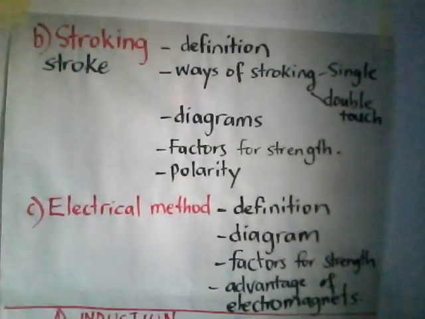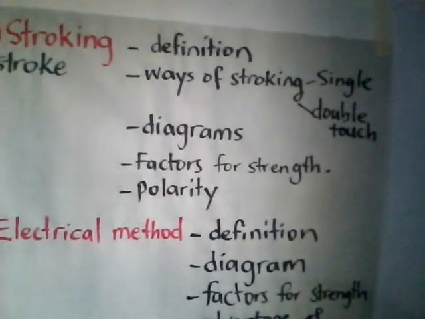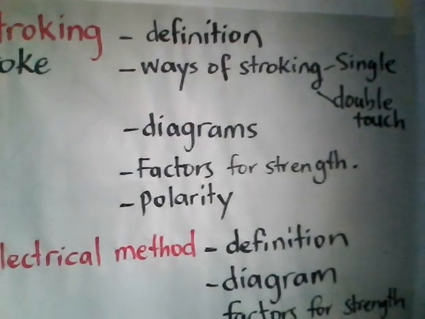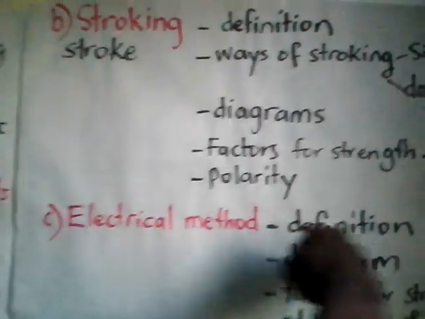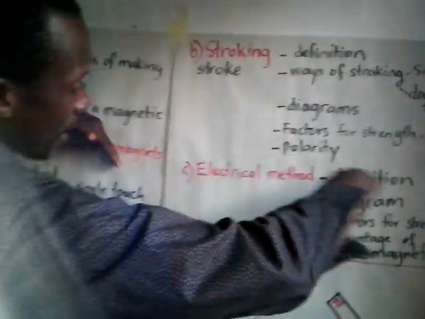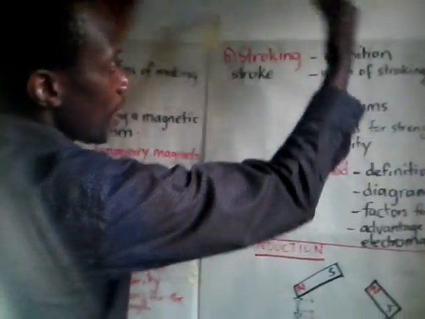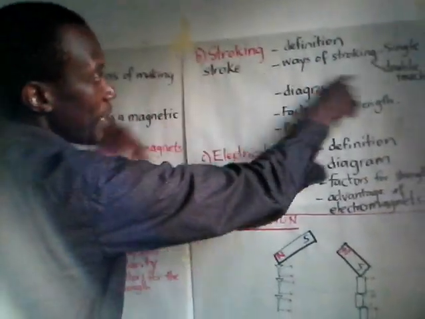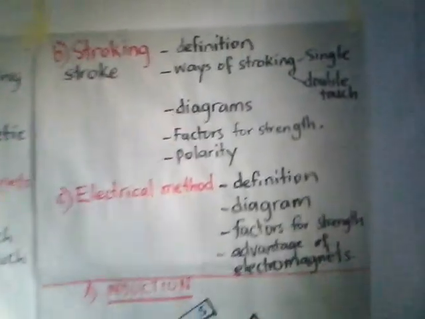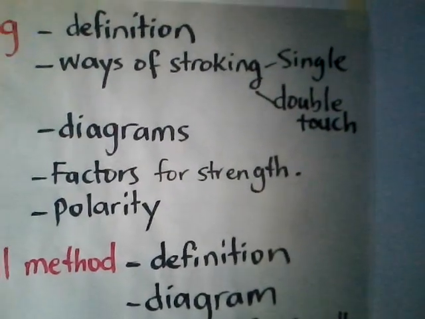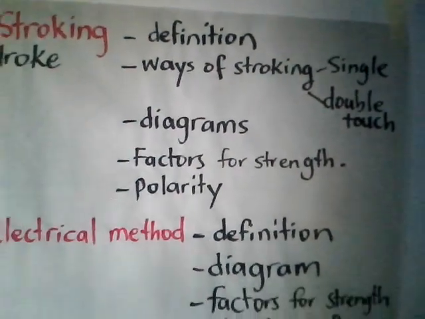Going back to our menu, the ways of stroking. I have used a single magnet, therefore it's called single touch. When you use 2 magnets and the 2 magnets are stroked, one moving clockwise and the other moving anti-clockwise, as you stroke them over the magnet with the opposite poles, that will be the double touch method. The diagrams of stroking, we are going to see them in the segment for theory.